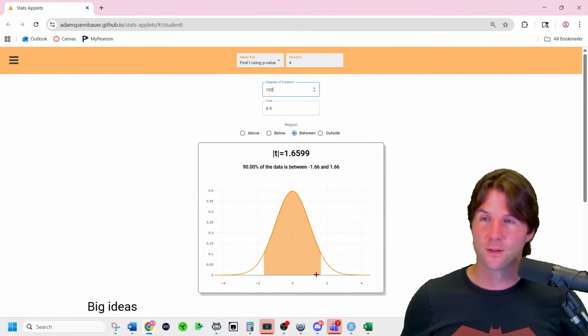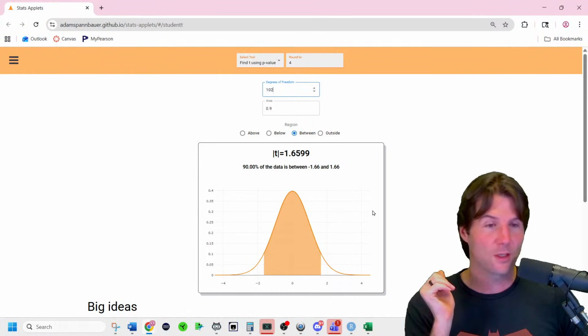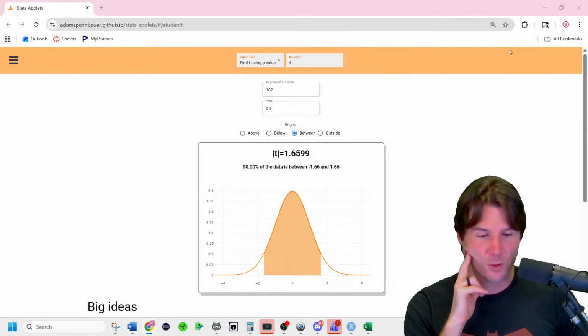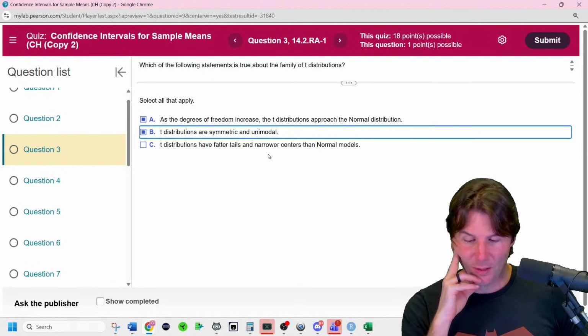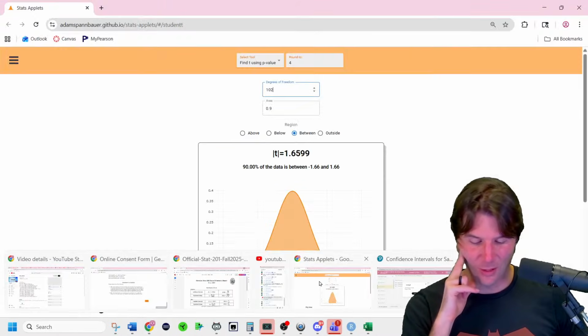The T is unimodal and symmetric. True or false? There's the T. Is it unimodal, one peak, symmetric? T or F? True. I've been on Top Chat this whole time. What's wrong with me? It's true. The T distribution has fatter tails and a narrower center. That's easier to see. It's true. That's easier to see at low degrees of freedom.